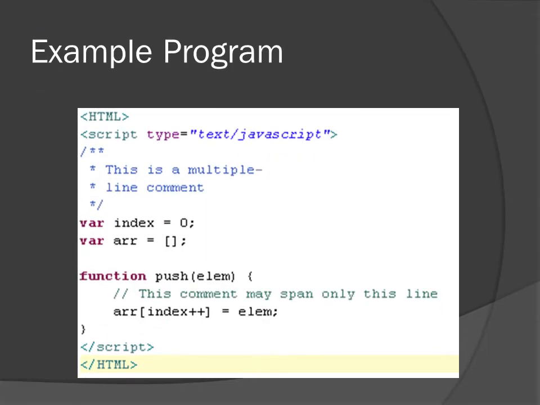Here we have a very simple JavaScript program. We can see inside of the HTML tags, the script tags let the page know that this is JavaScript. We have a multi-line comment. Then we have two vars declared. One we can see is a number, the other is an array. Then we have a function named push, which accepts an element. And what this does is add that element to the next index in the array.